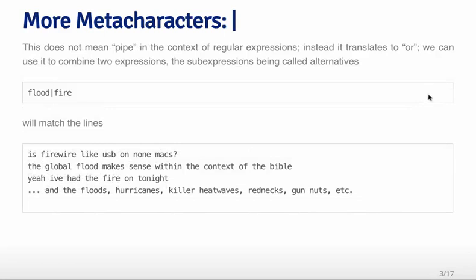Another meta character is the or meta character, and what it can be used for is to combine two different expressions. The sub-expressions are called alternatives. So here it's combining the expression flood and the expression fire, and they are the two alternatives. So it will match all of these lines because there's either fire or flood in every single line that we see here.